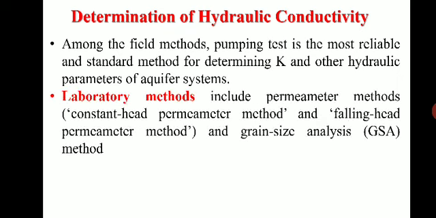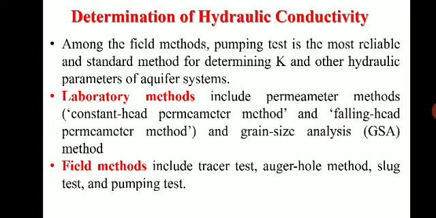The laboratory methods include the permeameter method. There are two types of permeameter: one is the constant head permeameter and the other is the falling head permeameter. These are the laboratory methods to determine the hydraulic conductivity, because it is determined in the lab. Even the grain size analysis method is also applied to determine the hydraulic conductivity.